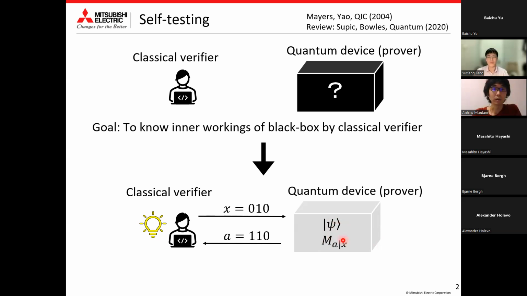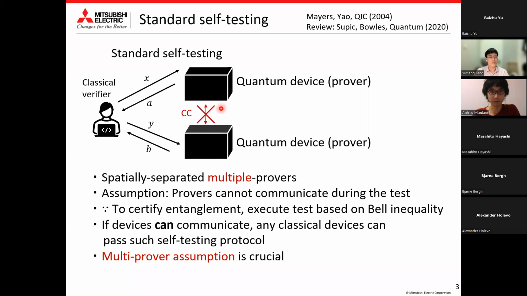In the standard self-testing protocol, there are multiple provers, at least 2, which are spatially separated. The crucial assumption underlying the standard self-testing protocol is that these provers cannot communicate with each other during the test. Such an assumption is essential because, in order to certify that the quantum devices generate entanglement, we execute a test based typically on Bell's inequality.